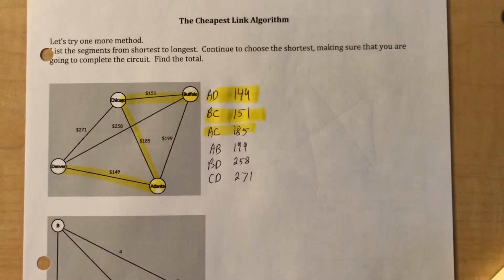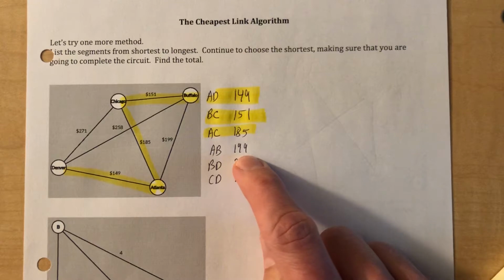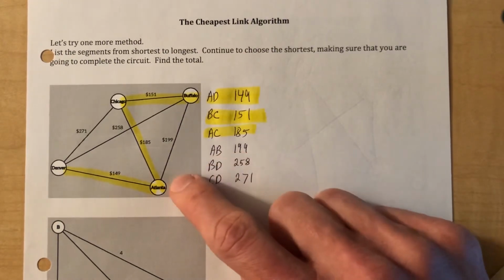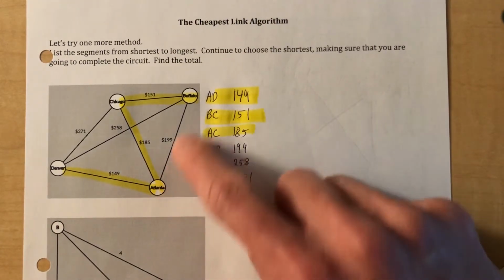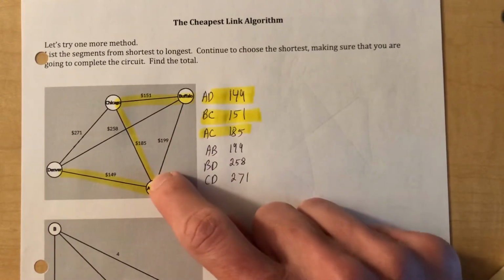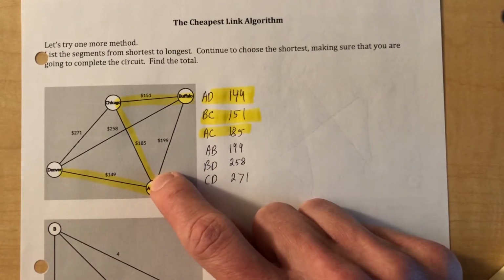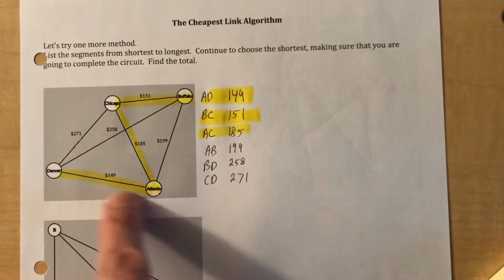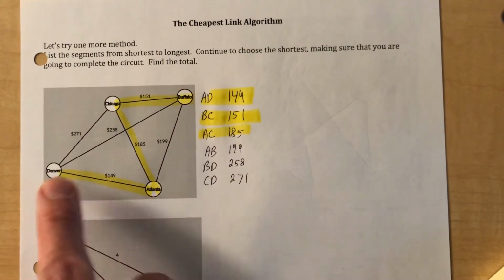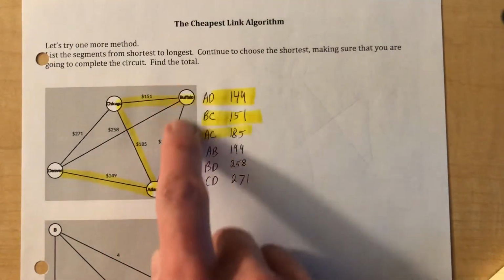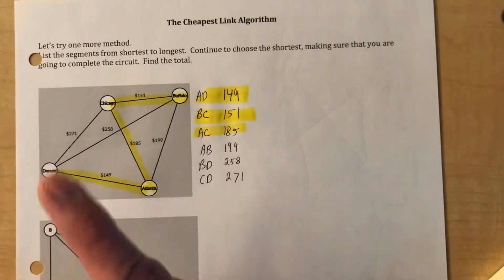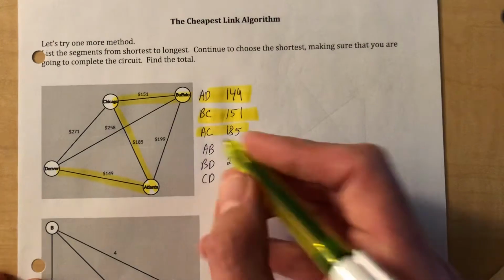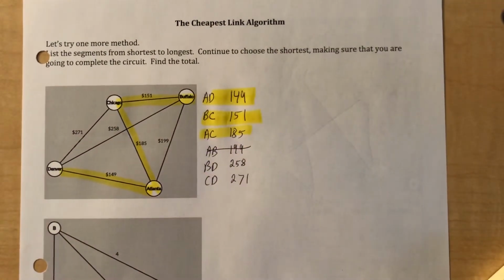And now I'm going to keep going. Then 199. As I look at 199, I think, am I ever going to be completing a circuit prematurely? If I was to do the 199 here, then I would have a triangle here and then this other place over there. You'd go Atlanta, Chicago, Buffalo, back to Atlanta, and then Denver. That's not a circuit. So 199 is not an option.